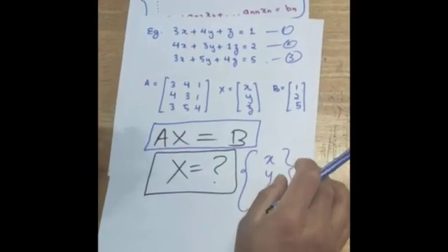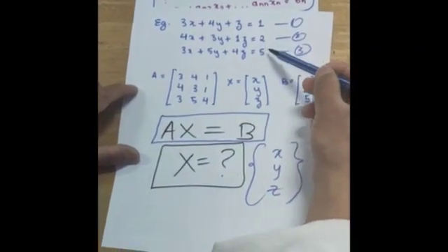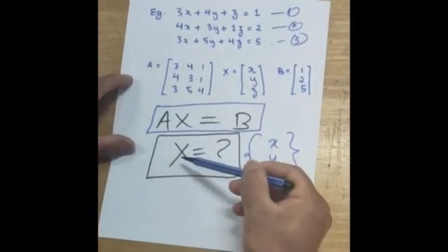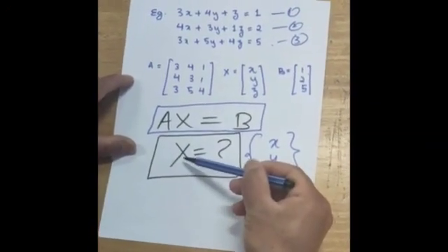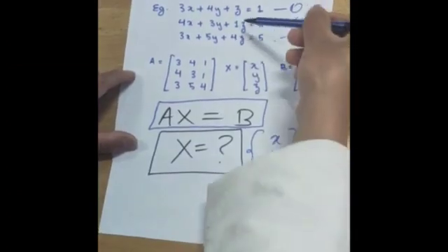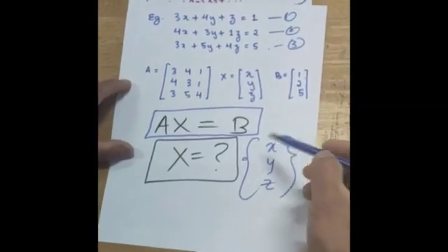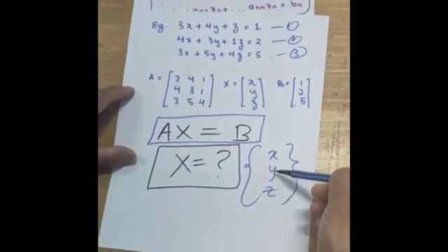So our main objective of transforming the system of linear equations into the form of a matrix is to obtain the values of X. What is X? X is the variable matrix involved in the system of linear equations. In this case, our values of X are x, y and z.